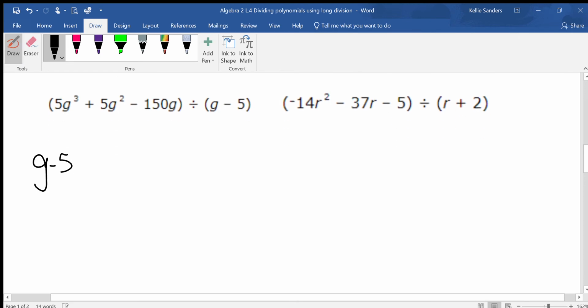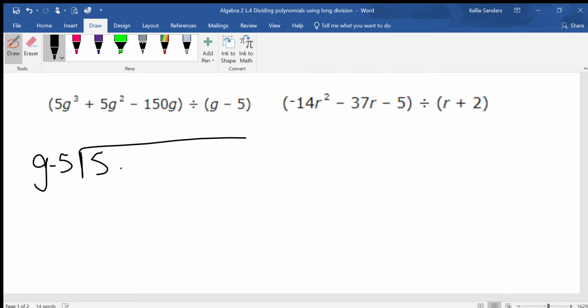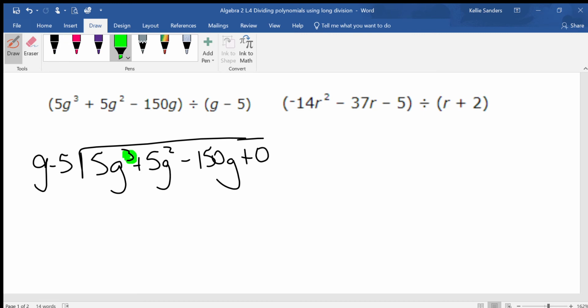G minus 5 goes on the outside. 5g to the third plus 5g to the second minus 50g. And I have to have a spot for every descending order. So if my largest exponent that I'm going into is 3, then I need a spot for g to the third, a spot for g to the second, a spot for just g, and a spot with no g. Okay, so I need to have 4 spots.